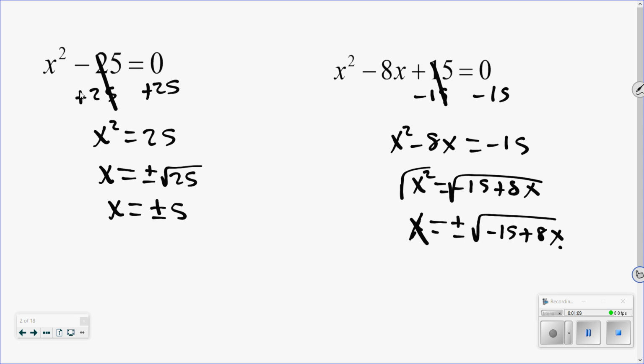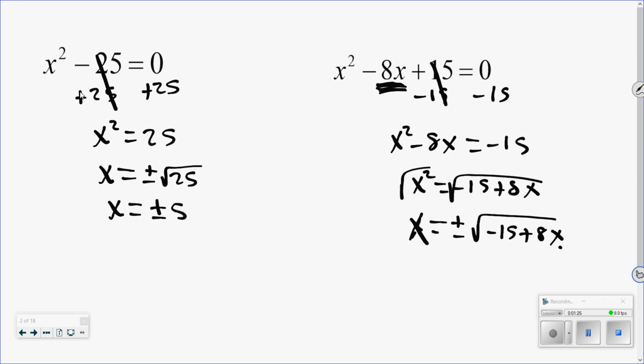So when you have a middle term, which we call the linear term, that 8x term right there, you cannot solve it using that square root method like we have in the past. So we have to have other ways of solving it, and we're going to go through one of those ways today.